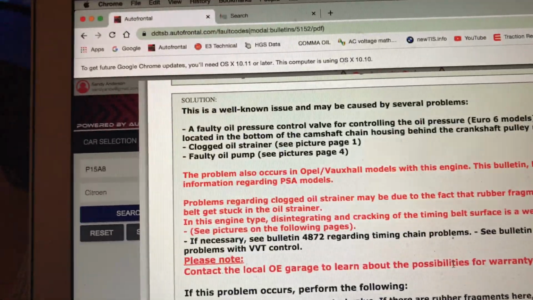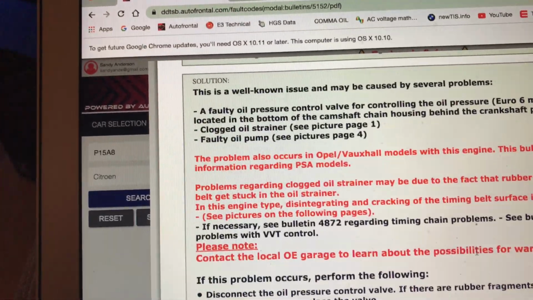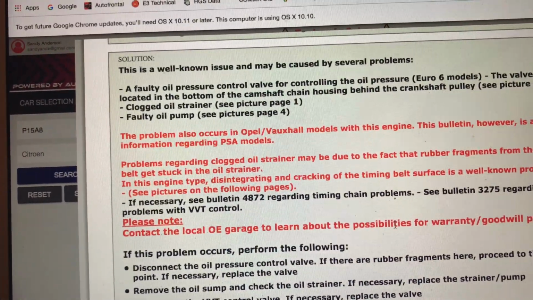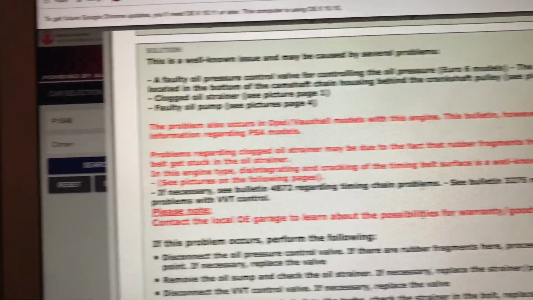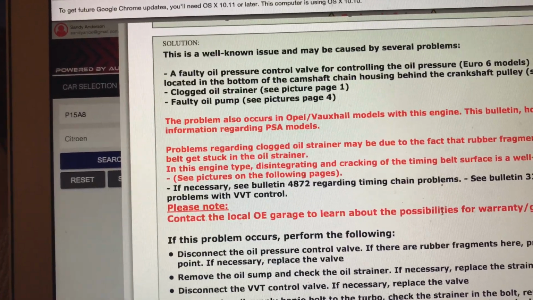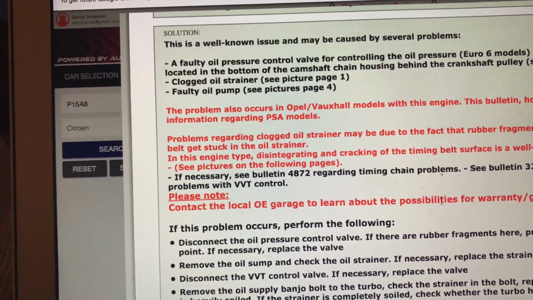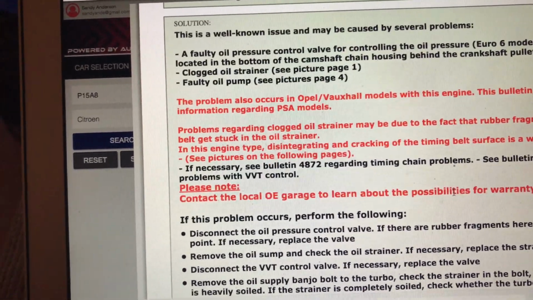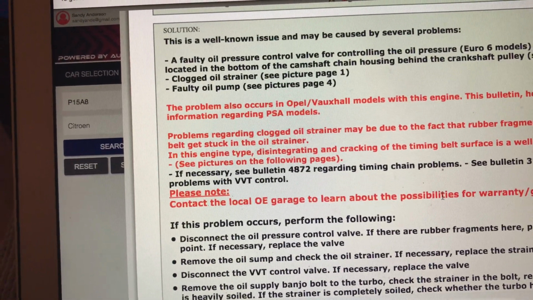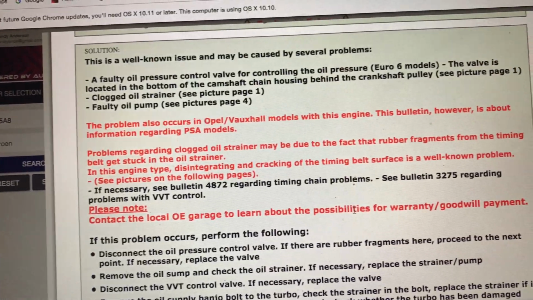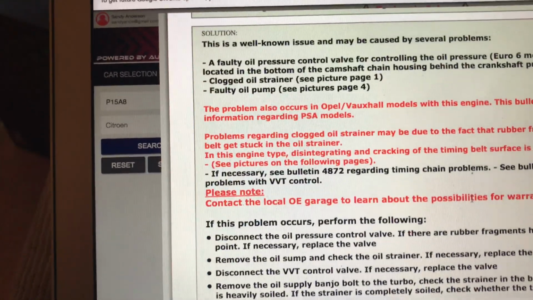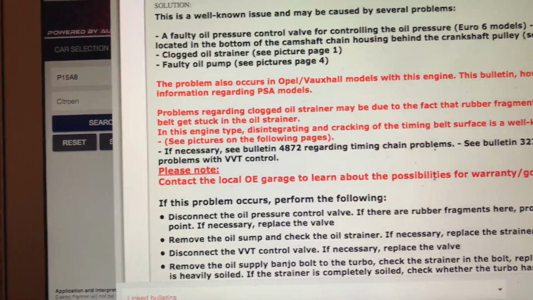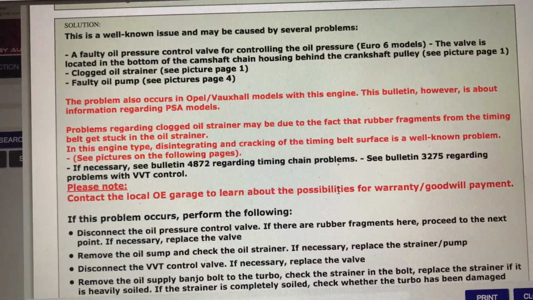This bulletin, however, is about information regarding the PSA models, that's us. Problems regarding clogged oil strainer may be due to the fact that the rubber fragments from the timing belt got stuck in the oil strainer. So this is us, back to the EcoBoost engine, innit? Wait, timing belt, it breaks up. In this engine type, this disintegrating or cracking of timing belt surface is a well-known problem. So there's other bulletins on it. It says, contact the local original equipment garage to learn about the possibilities of warranty or goodwill payments.